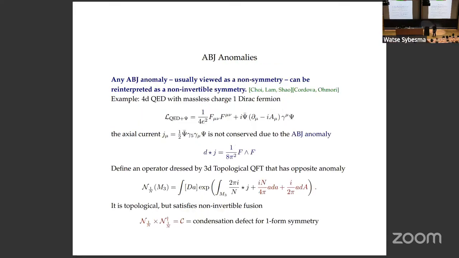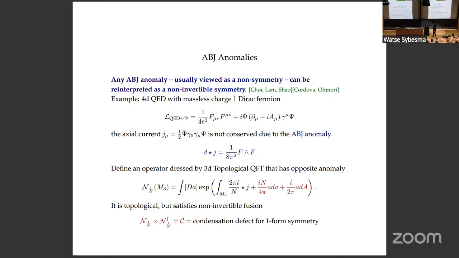And then finally, the one that you probably all have heard of in phenomenological applications also: whenever you have an ABJ anomaly, be that in some QED, or it could also be with an anomalous R symmetry or something, then you get a non-invertible symmetry. So here you have basically a non-conservation equation. That's the ABJ anomaly. So the right-hand side spoils the conservation of this current.